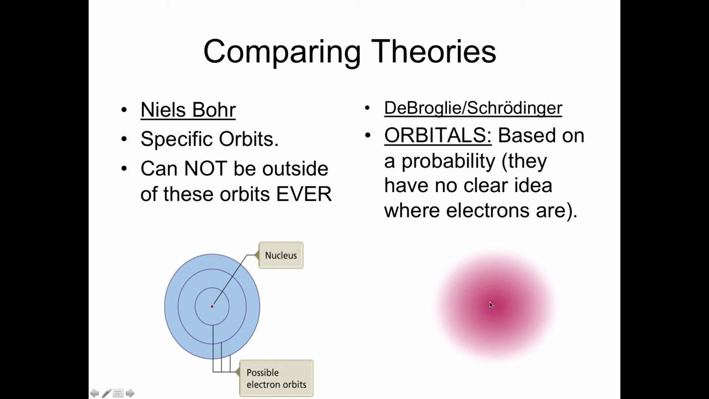In this picture here, it's very dark in the center because 90% of the time it's near the center, and as you move out, the probability goes down, hence the fading color. And then out here, it's all white.